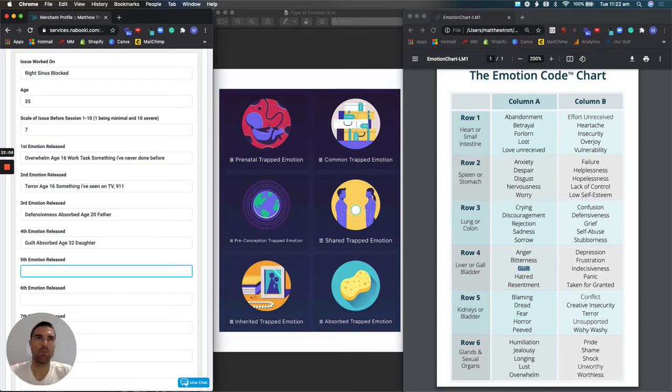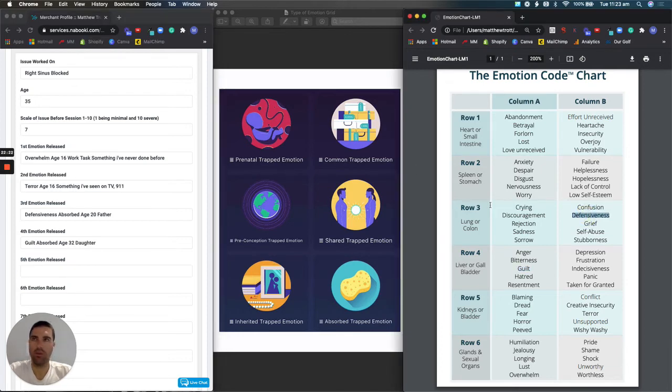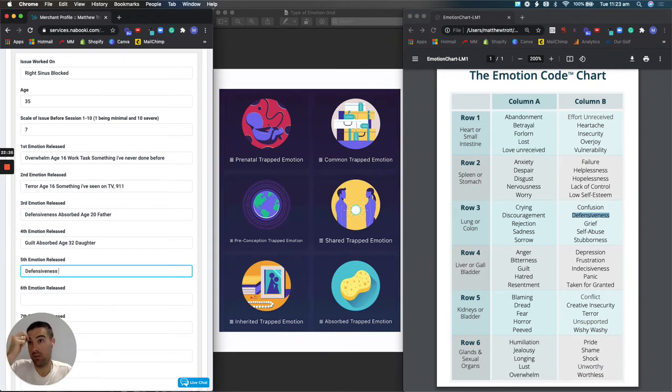Okay, so I'll move to the next emotion. So a trapped emotion we can release that is causing my right side to be blocked. So left side, right side, common. So the next one I've identified is defensiveness, and said I didn't need to know any more about this situation, so I can release that straight away.